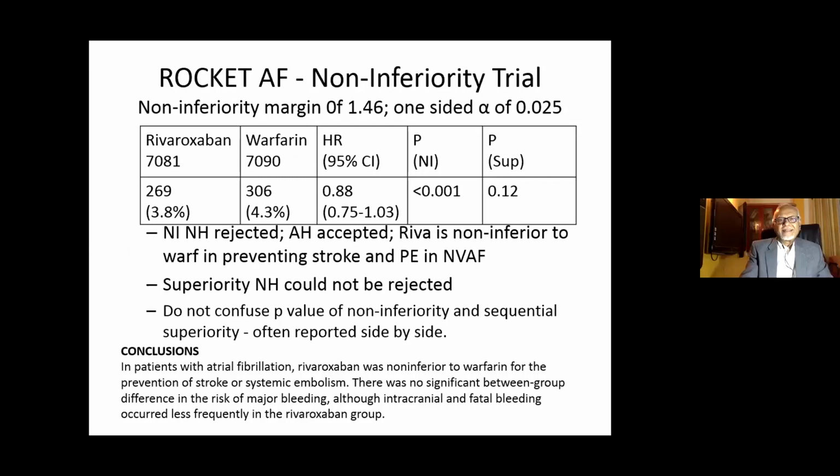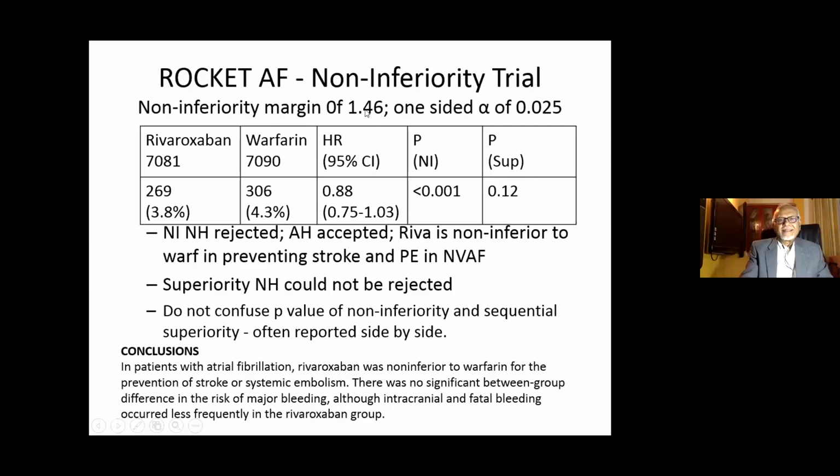Let's look at this. This is ROCKET. ROCKET is rivaroxaban versus warfarin, and it was a non-inferiority design. And you could see it had a hazard ratio of 0.88, that is a risk reduction of about 12%. They set a non-inferiority margin of 1 point. Unfortunately, I don't have a pointer that works. Can you see the pointer? Probably not. It has a non-inferiority margin of 1.4.